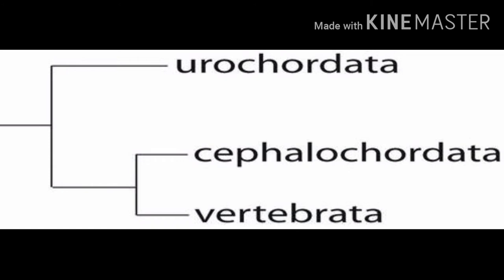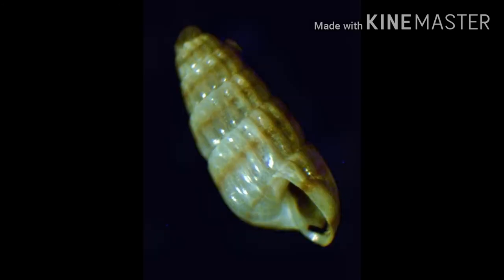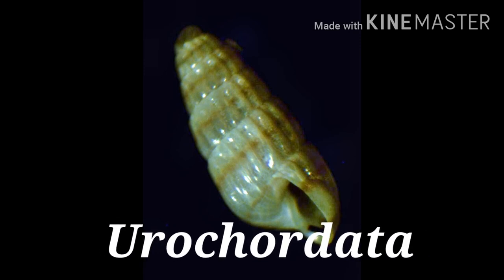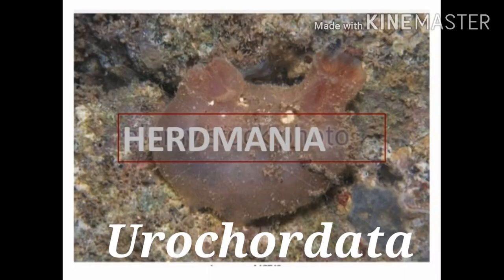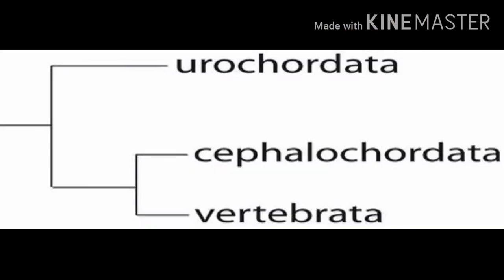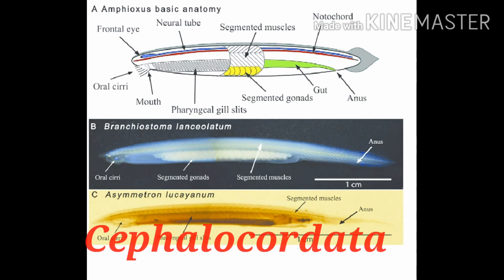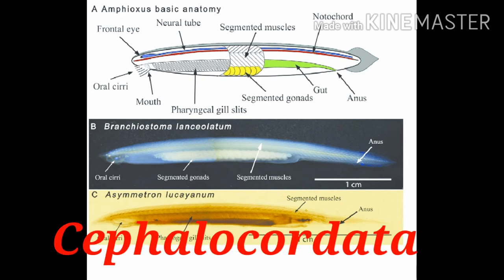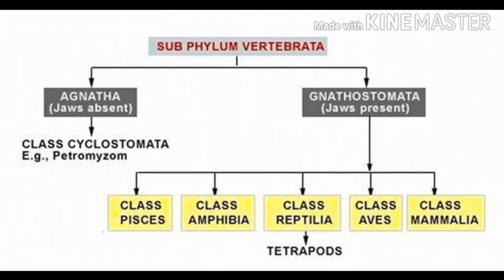Now we are going to learn the examples of chordates. These chordates are further subdivided into subphylum Urochordata. The examples of Urochordata are Doliolum and Herdmania. Animals belonging to subphylum Cephalochordata are Amphioxus. Subphylum Vertebrata is again divided into six classes.